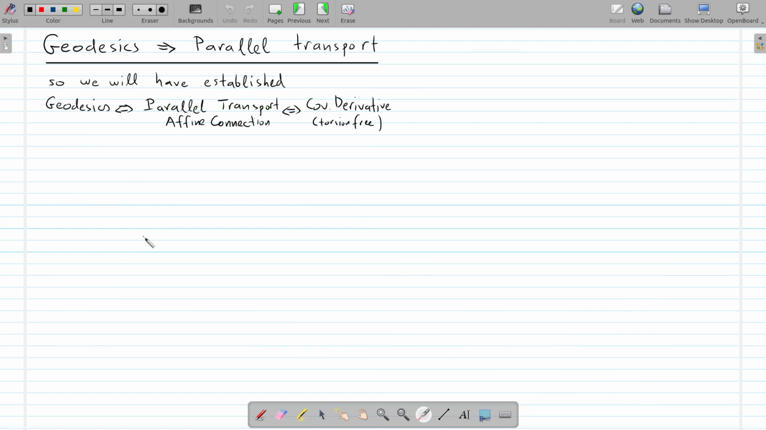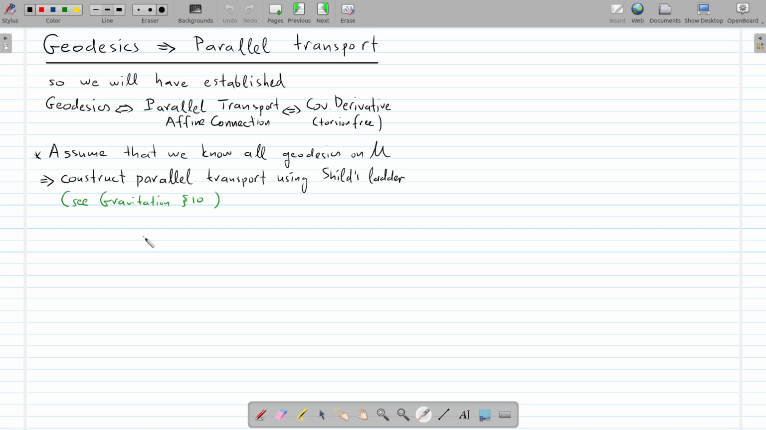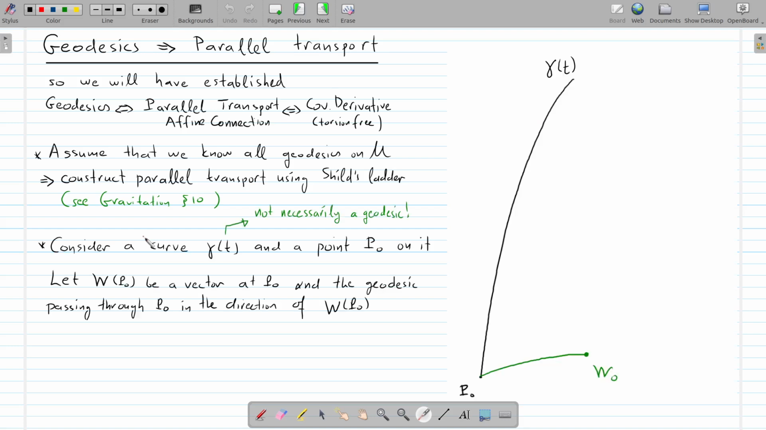So we have seen that if we have parallel transport defined on a manifold, this defines geodesics. Let's see now how geodesics define a parallel transport and a torsion-free covariant derivative on a manifold. Assume that we know all geodesics on a manifold M. Then we can construct a parallel transport using the so-called Schild's ladder. Let's see how this construction works.